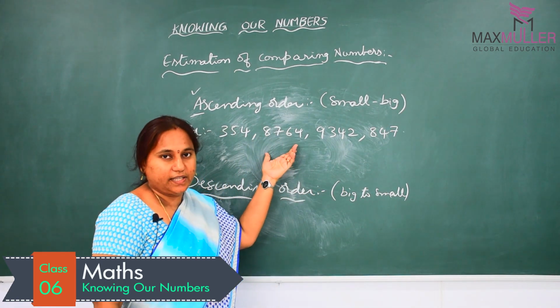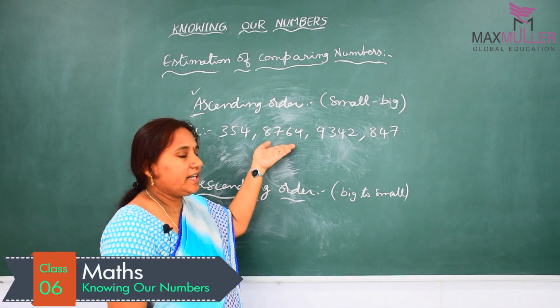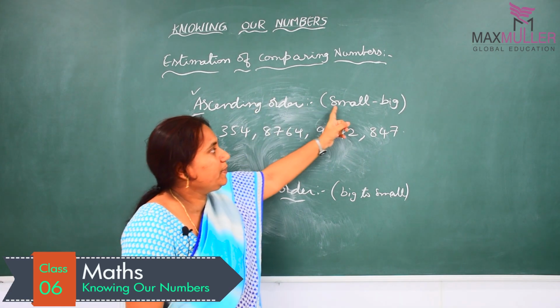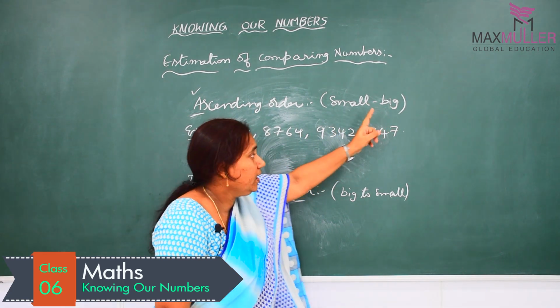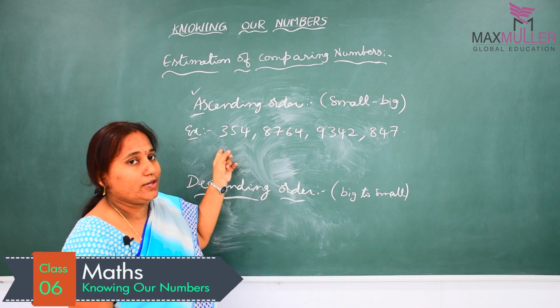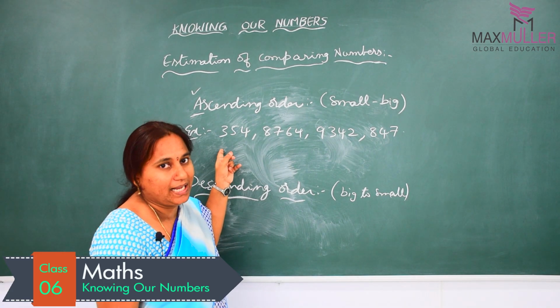They are giving the numbers in this way. Then we have to arrange the numbers in the ascending order. Ascending order means what we have to arrange? Small to big. Then in the given numbers, you have to check which is the smallest one.